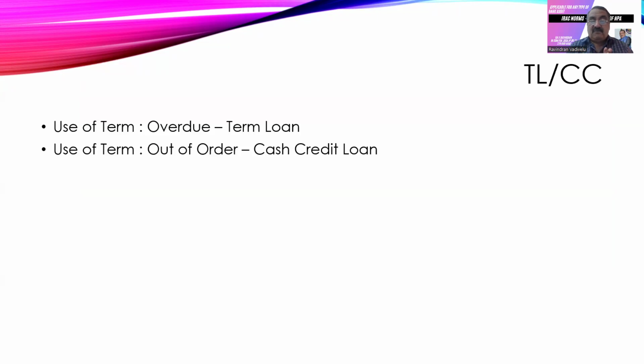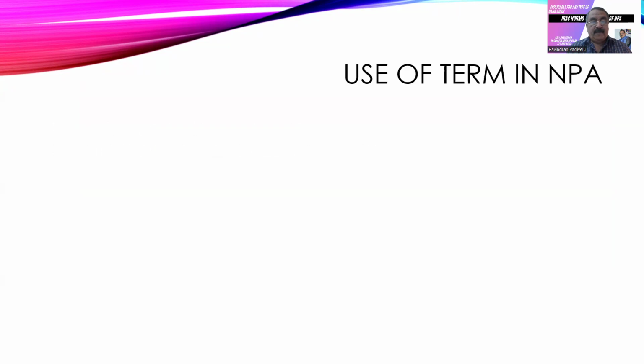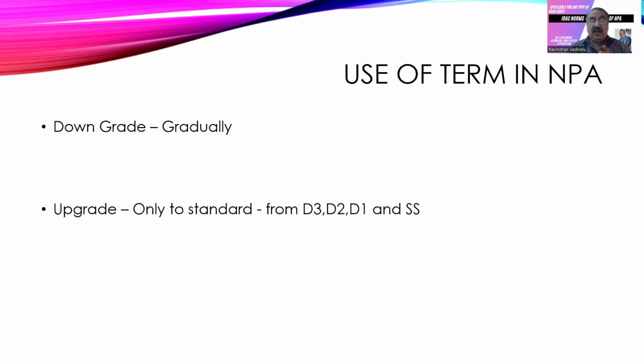And use of the term. For the term loan, they are using the word overdue. For cash credit loan, they are using the word out of order. Overdue and out of order. Use of the term in NPA. That is, downgrade means downgrade gradually. Substandard, D1, D2, D3. So this is the thing you have to carry out with reference to NPA. You have to downgrade gradually.